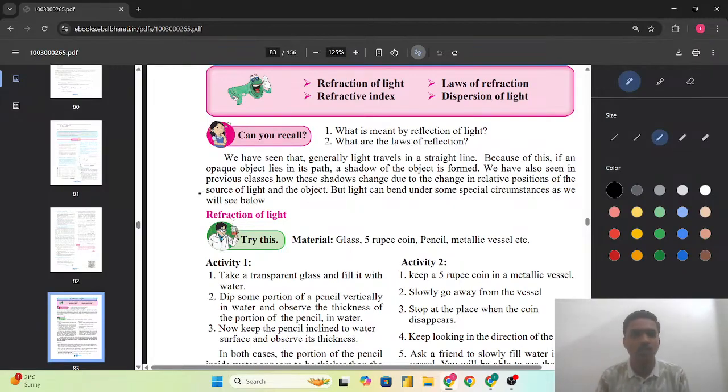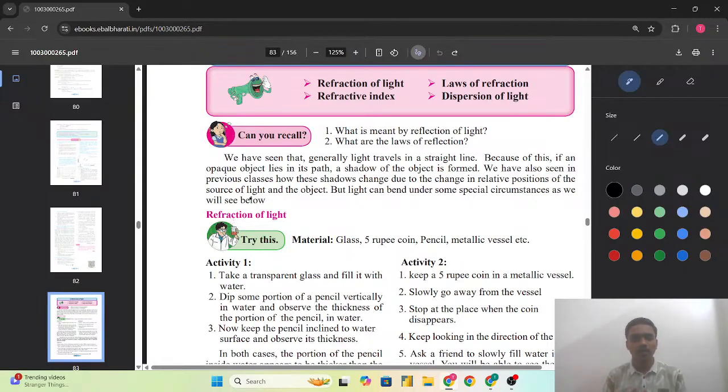We have also seen in the previous classes how this shadow changed due to the change in relative positions of the source of light, and the ray diagrams that we saw. According to those diagrams, we studied that a change in the position of the light will change the relative position of the shadow. But light can bend under some special circumstances, as we will be seeing below.